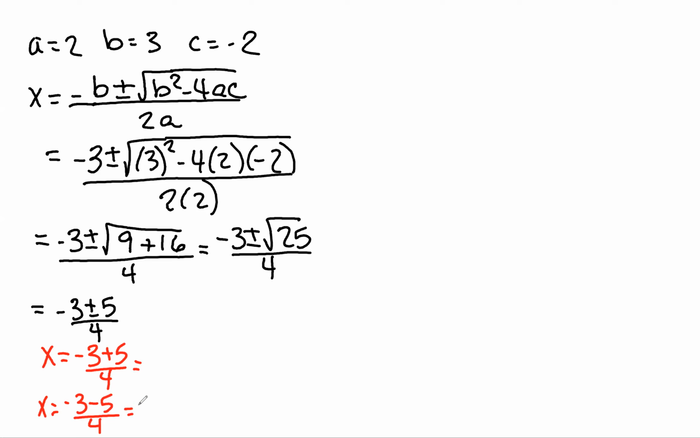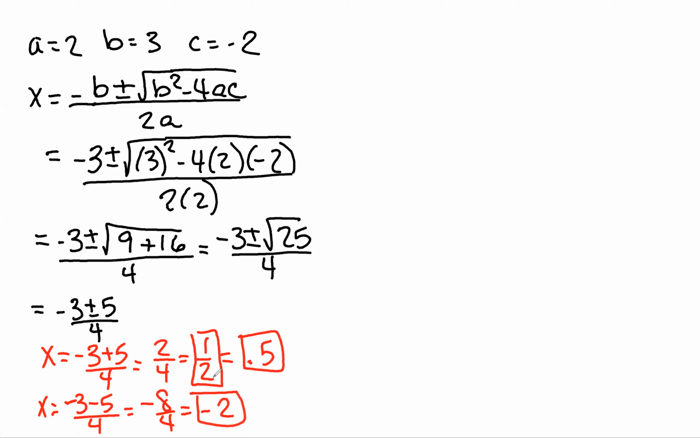Okay, -3 plus 5, that's 5 minus 3 is 2 over 4, which can be reduced to 1/2, or you can write it as a decimal 0.5. It doesn't matter which way you write it. -3 minus 5 is a -8, divided by 4 is -2. So our answers are x equals 1/2 and x equals -2.